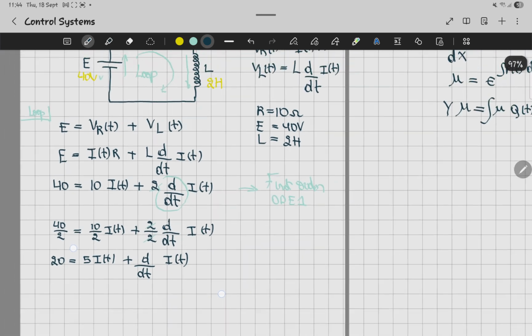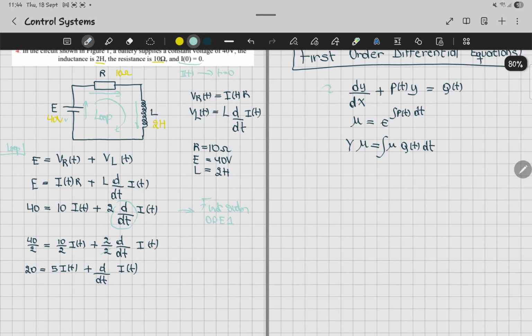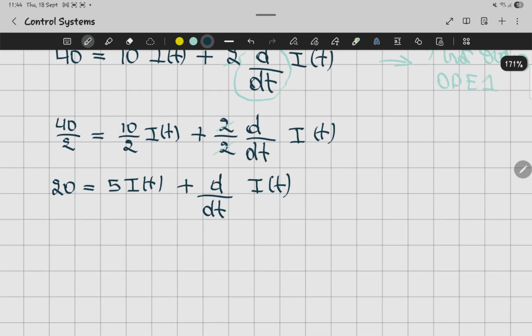I'm going to write it in this explicit form so that we'll be able to solve it later on. So it's going to be d/dt i plus 5i equal to 20.